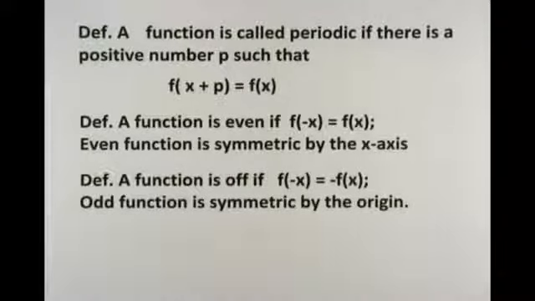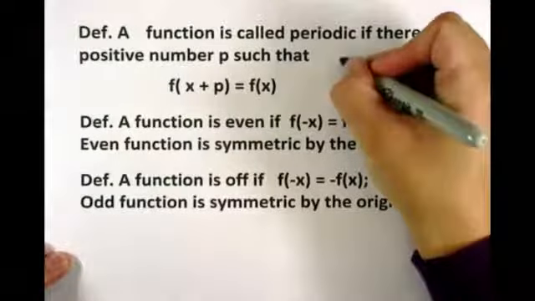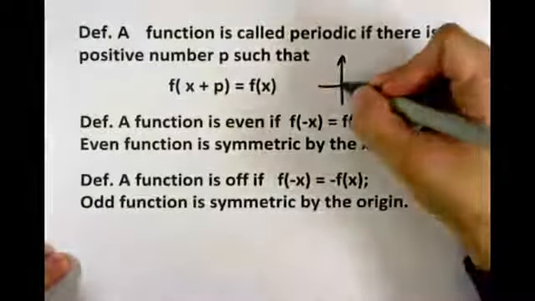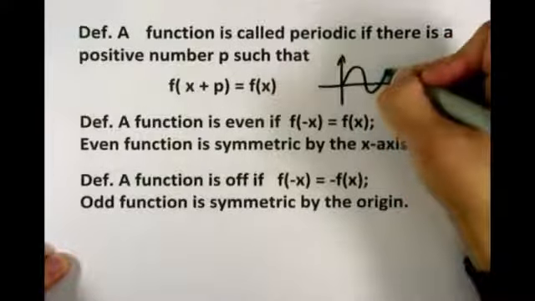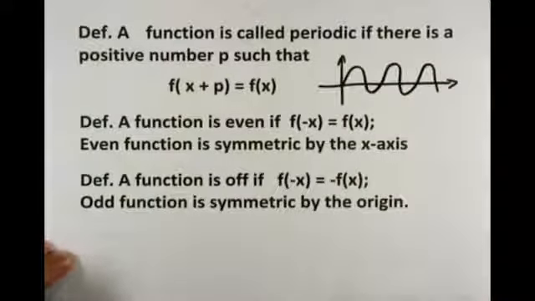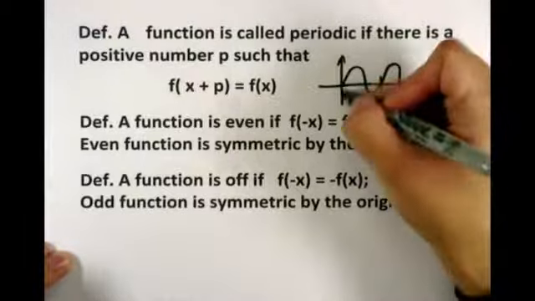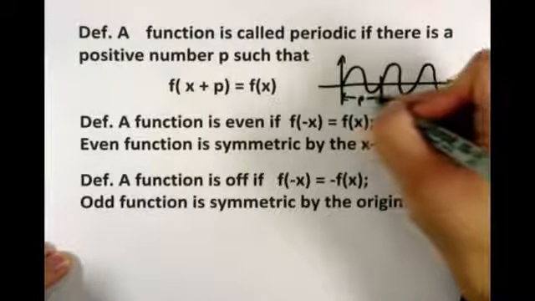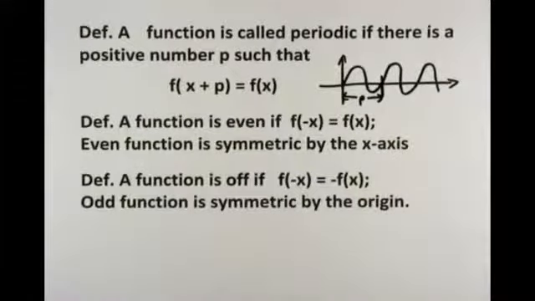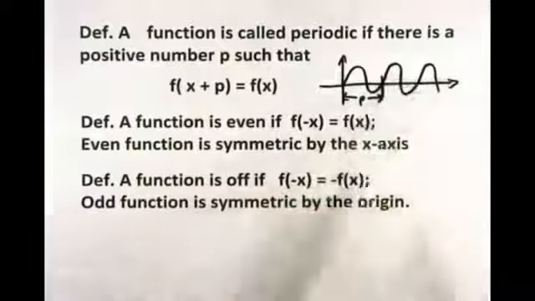A function is called periodic if there is a positive number p such that f of x plus p is equal to f of x. So for example, if we have a function that keeps repeating, like this, that's a periodic function, and the period is the length of the repeated part. So this one is my p. If I take this part of the function, cut it off and keep repeating, I can get the whole graph.